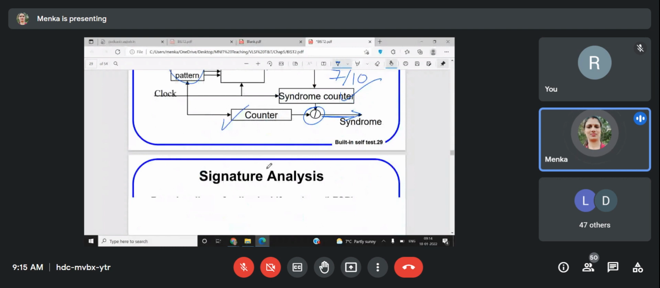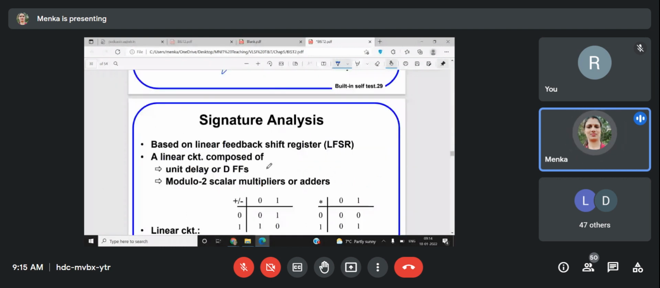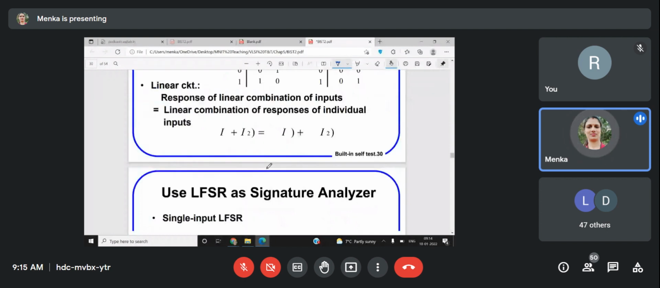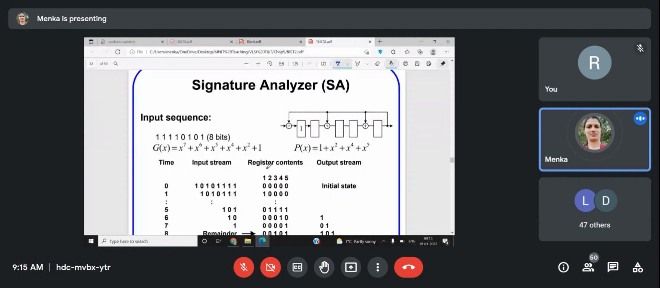Now the next one is the important one, and this is the signature analysis. This is LFSR based signature analysis. In this signature analysis, an example is given. In this example, an internal type LFSR has been taken. So the polynomial decided by this will be given in this fashion. C0 is 1, C1 is 0, C2 is 1, C3 is 0, C4 is 1, C5 is 1.